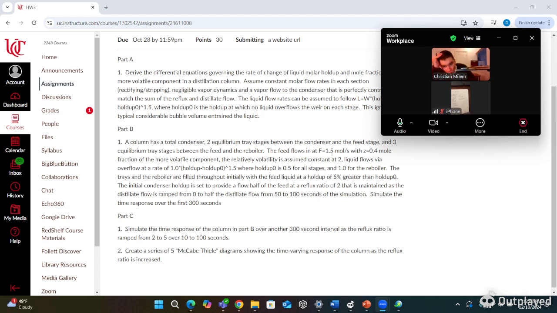The trays in the reboiler are filled throughout, initially with the feed liquid at greater than. Okay, so that just means that in our very initial state, we're not dealing with H naught equaling just H naught, which would mean that we have no liquid flow rate. We're actually a little bit above, so there's actually some kind of liquid flow rate going on. So H initial, we'll just call that HI, equals H naught times 1.05.